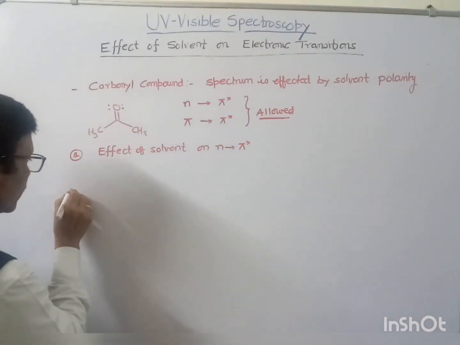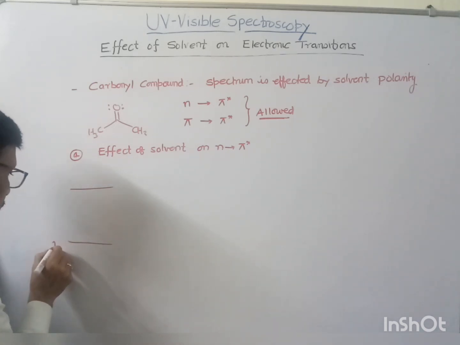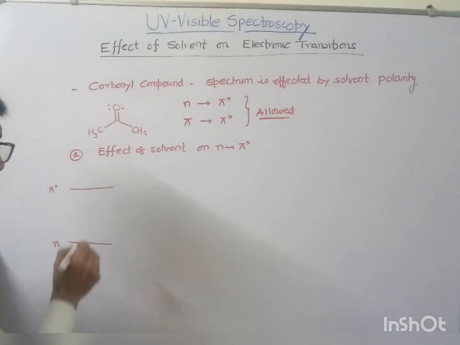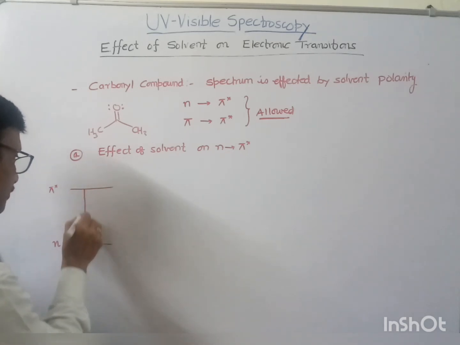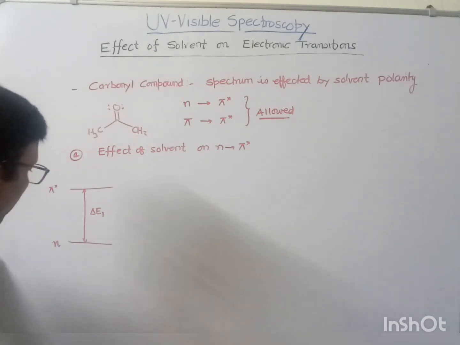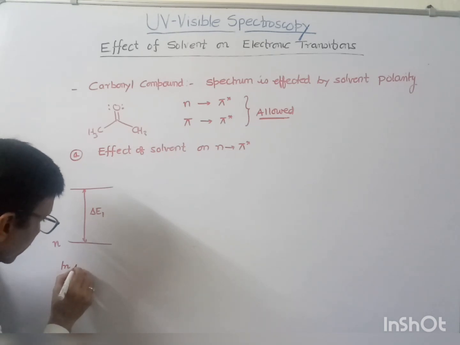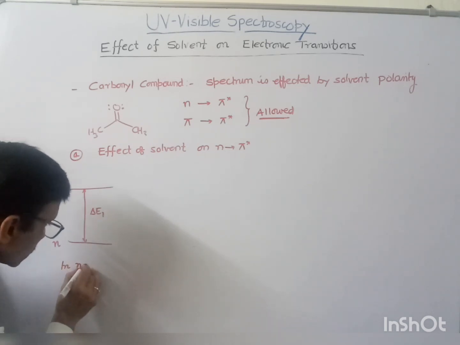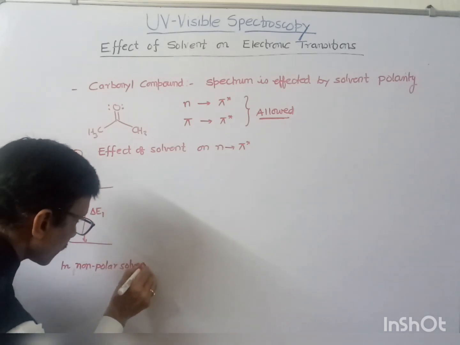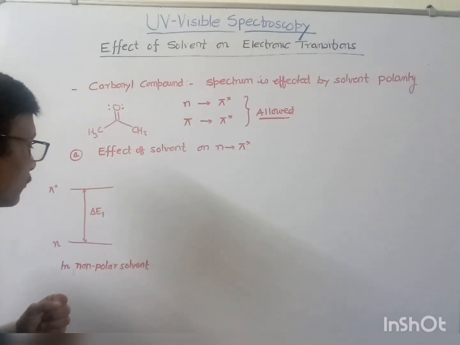Suppose this is the n molecular orbital and this is the pi star molecular orbital, and this is the transition, and this is the energy difference, suppose delta E1. This is shown in a non-polar solvent. Now suppose we want to see what will happen in a polar solvent.